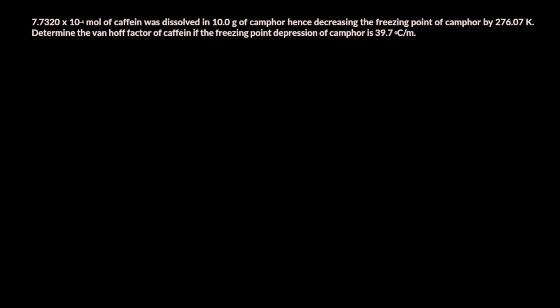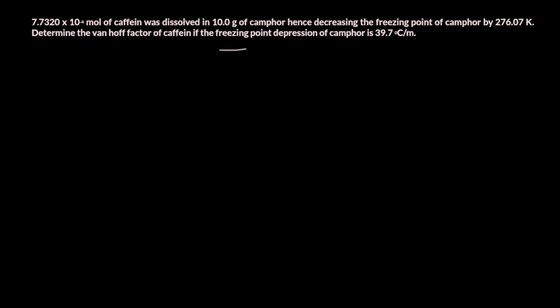Alright, let's move on to question number 6. 7.7320 times 10 to the power of negative 4 mole of caffeine was dissolved in 10.0 gram of camphor, hence decreasing the freezing point of camphor by 276.07 Kelvin. Determine the Van't Hoff factor of caffeine if the freezing point depression constant of camphor is 39.7 degrees Celsius per molar. Alright, for this question, there are easy steps to know the answer.